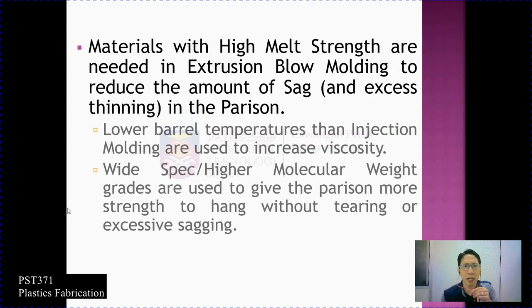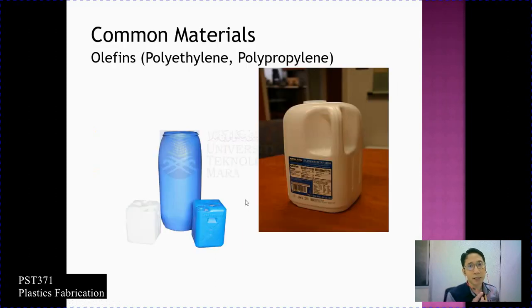Materials with high melt strength are needed in extrusion blow molding to reduce the amount of sag and excess thinning in a parison. A lower barrel temperature than injection molding is used to increase the viscosity. Wide-spec or higher molecular weight grades are used to give a parison more strength to hang without tearing or excessive sagging. So you need to consider these two types of parameters, or the material specification, for extrusion blow molding.